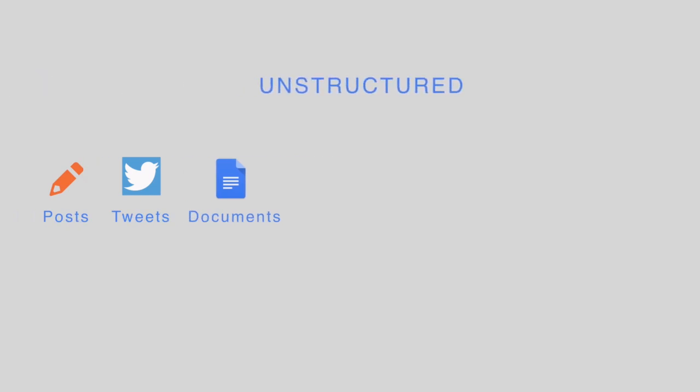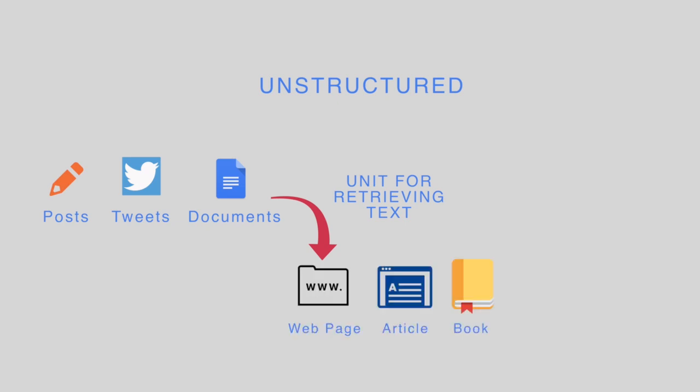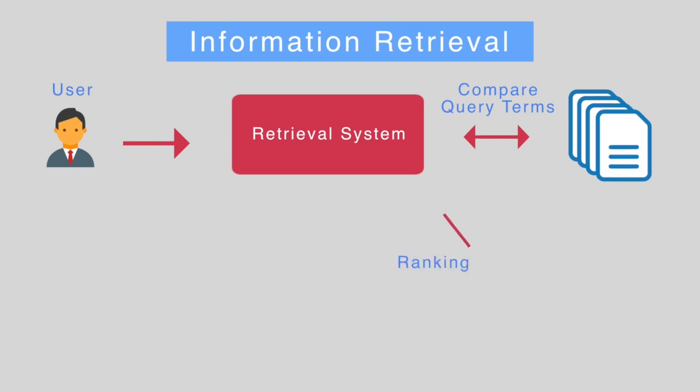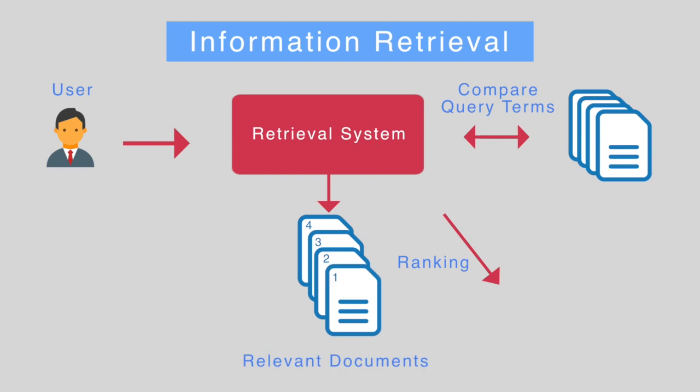A document can be a unit of retrieving text, a web page, an article, a book, a section, or chapter. Querying of unstructured textual data is known as information retrieval. When a user executes a query into the information retrieval system, it will search a collection of documents. The system will compare the terms in the query to the terms in the documents and give ranks based on the similarity. The top-ranked documents are more relevant for the query, and it will process the relevant documents for the user.